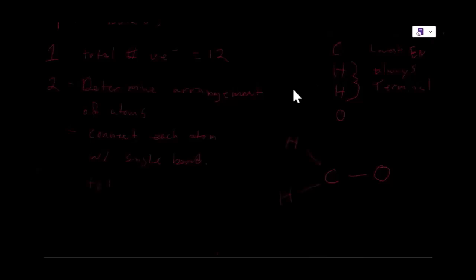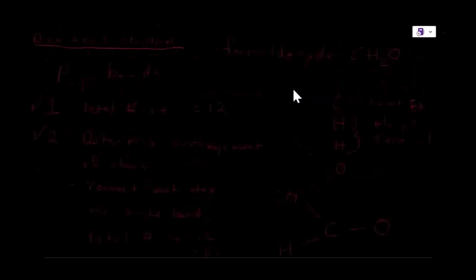We had a total number of valence electrons of 12, and we have 3 bonds, so that would be 6 valence electrons used. So we would have a total of 6 valence electrons remaining. So this completes the second step, and the third step would be to arrange the remaining valence electrons so each atom has an octet.